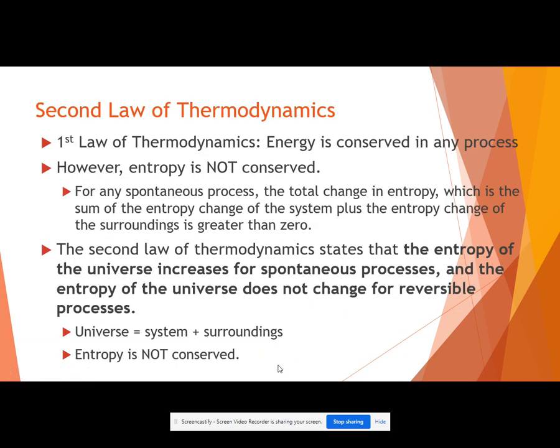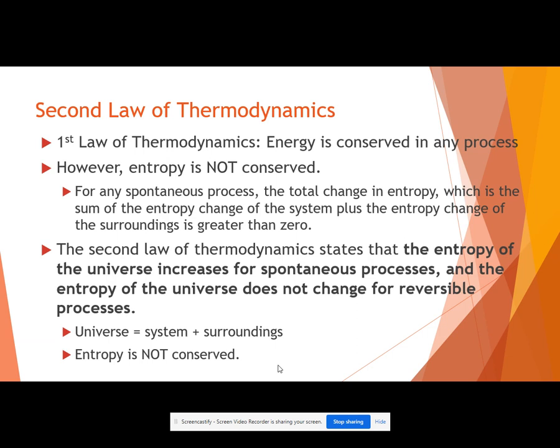That brings in the very last part of this. We're going to mention the second law of thermodynamics. So if we're going back over the first law, it says energy is conserved in any process. However, entropy is not conserved. Entropy is the one value that does not, because it does not involve energy, it involves randomness.